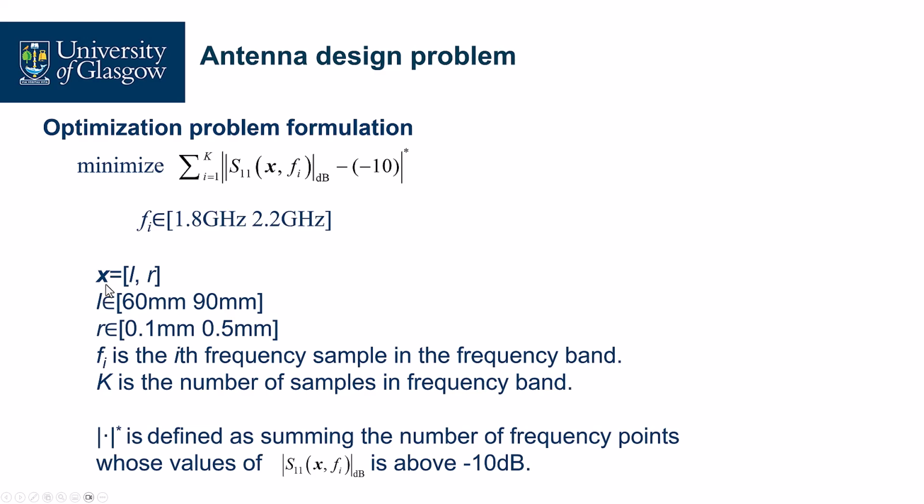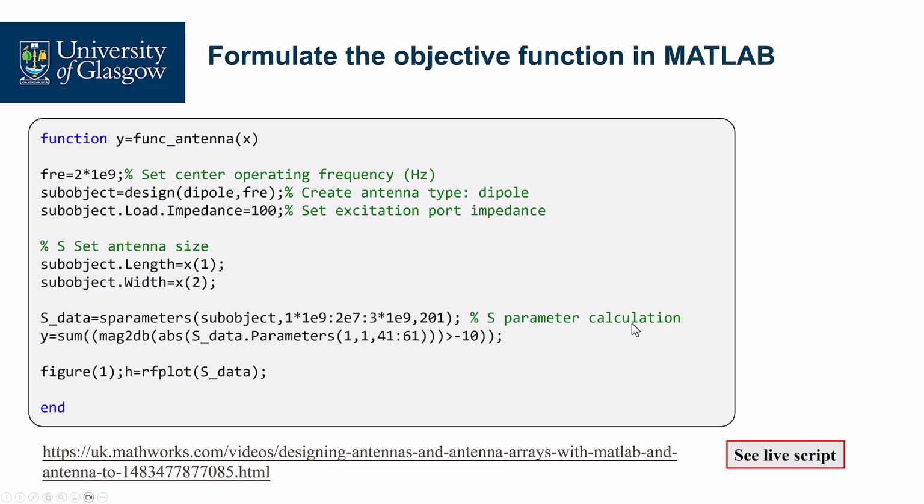So we give x, that is L and R, with a certain frequency range. Fi is the ith frequency sample in the operating band, and there are K of them in total. This function is defined as the sum of the number of frequency points with the magnitude of S11 above minus 10 dB. We want to minimize this total number, making it 0 ideally.